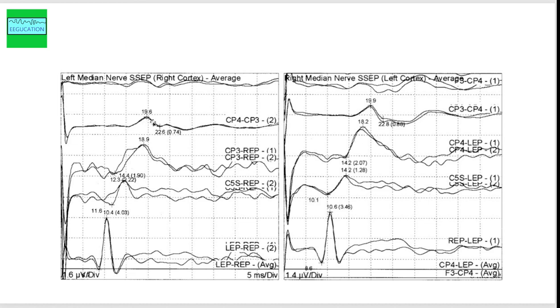The next wave that you see, this is called N20. This wave is called N20. This is the left side. This is the right side. This is generated from the cortex. So if you've stimulated the median nerve at the wrist and you've seen an N20, it means that the impulse has traveled all the way to the cortex.